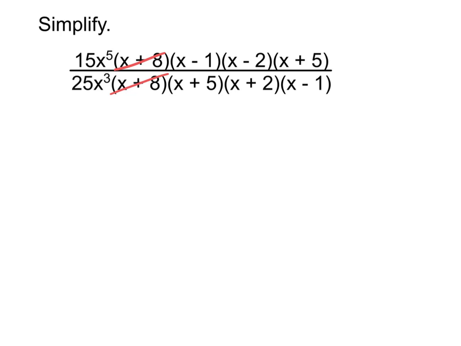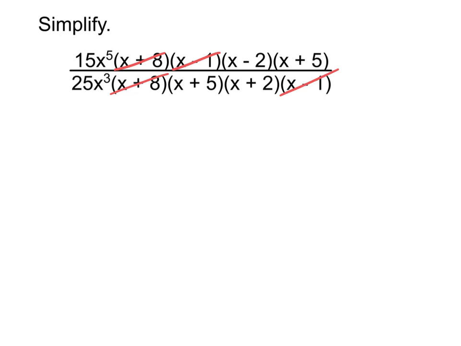This x minus 1, does it have a partner on the bottom? Yes, it does. It's down here on the bottom right. So we cancel that out. The x minus 2, does it have a partner on the bottom? No, but it's plus 2. Well, there's an x plus 2 down here. Does that make a difference?